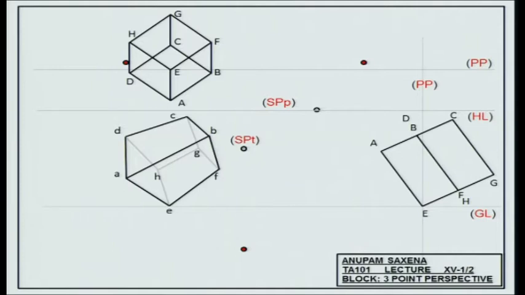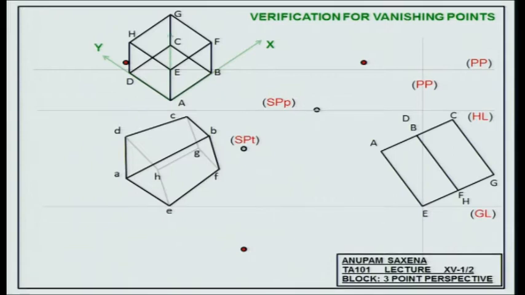Now, this is what I'll do. I'll try to verify these vanishing points. I'm going to go a little fast, so try to follow me. So this is my x axis of the object, this is my y axis of the object. The vertical is my z axis of the object. Okay? This is in the top view.